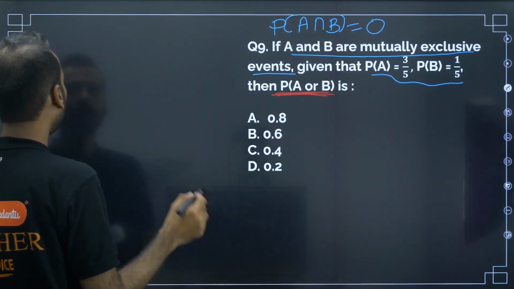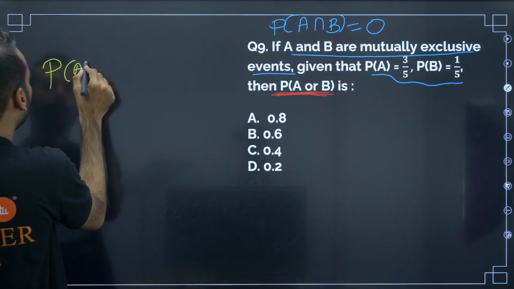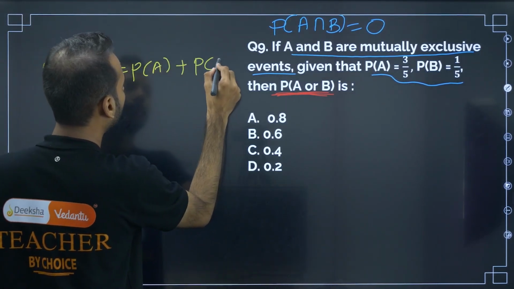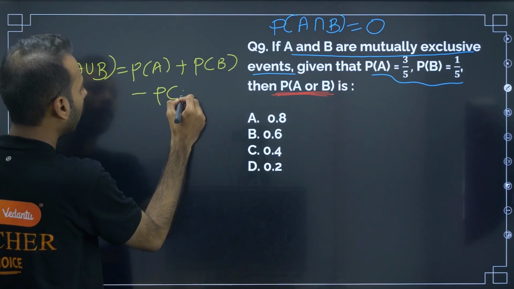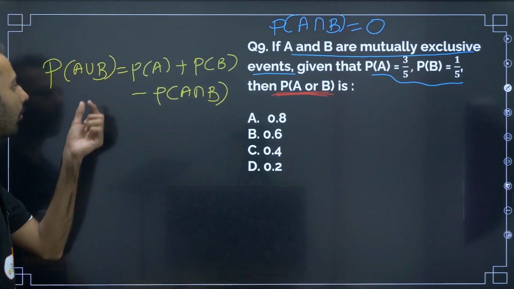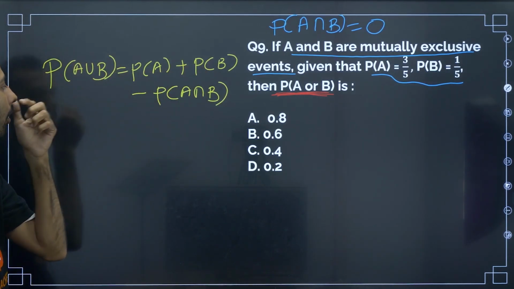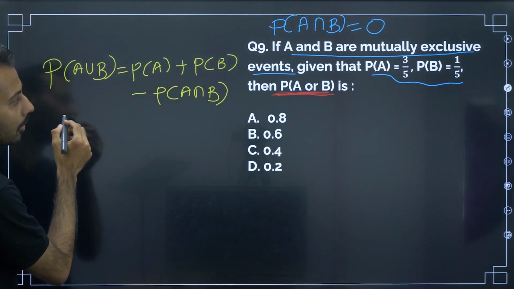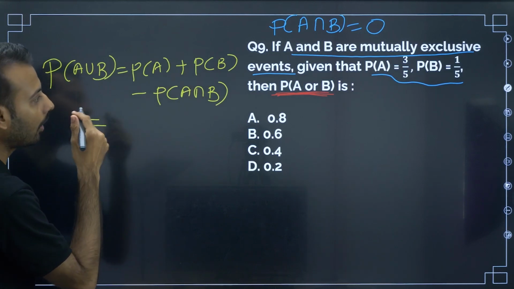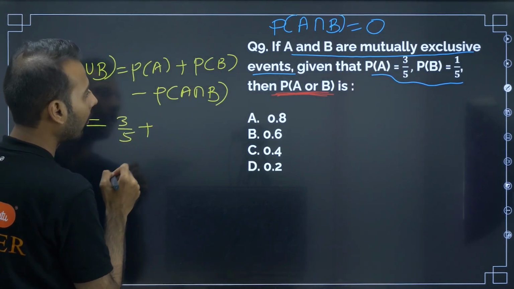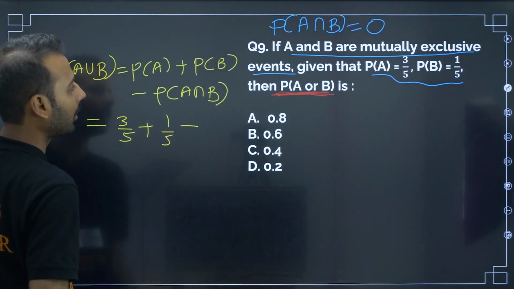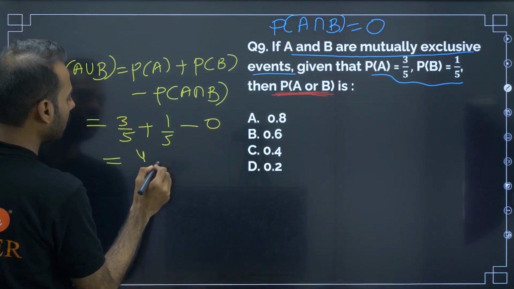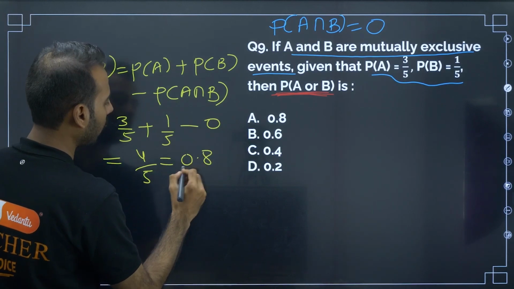So P of A or B is P of A union B, which is equal to P of A plus P of B minus P of A intersection B. Addition theorem of probability. This is a very important formula, so everybody should know this. P of A value is 3 by 5, P of B value is 1 by 5, A intersection B is 0. So the answer is 4 by 5, which is equal to 0.8.